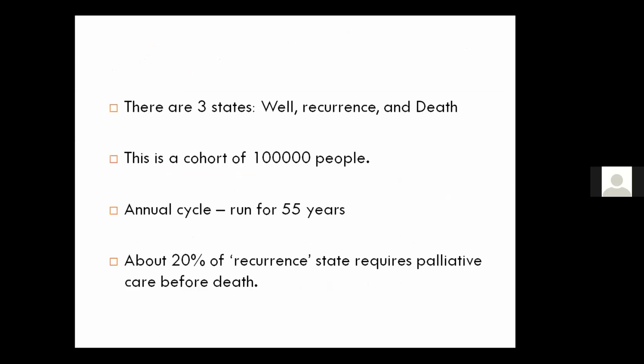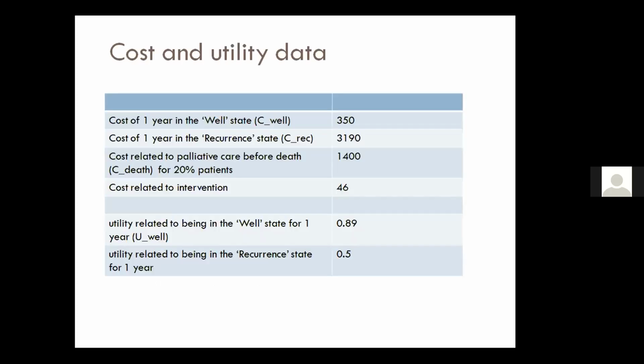An example. There are 3 states: well, recurrence and death. A cohort of 1 lakh people. Annual cycle run for 55 years, 55 cycles. And about 20% of the recurrence state requires palliative care before death. These are the data given. And some cost and utility data are given.